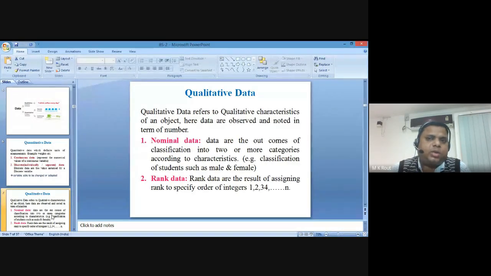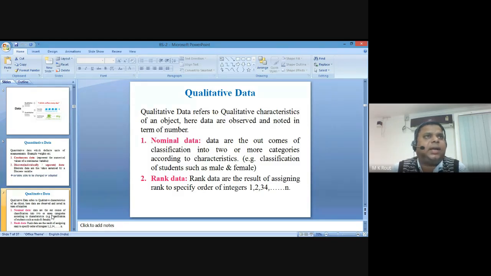Suppose someone is assigned to count the number of students in the classroom. That means that person observes and notes on a paper that around 60 or 65 students are present there. The next part is basically nominal data and rank data, which are under qualitative data. In case of nominal data, data are outcomes of classification into 2 or more categories according to the characteristics. That means the classification of students, such as how many male students are there in a particular class and how many students are present in the particular class. There should be 2 or more categories.